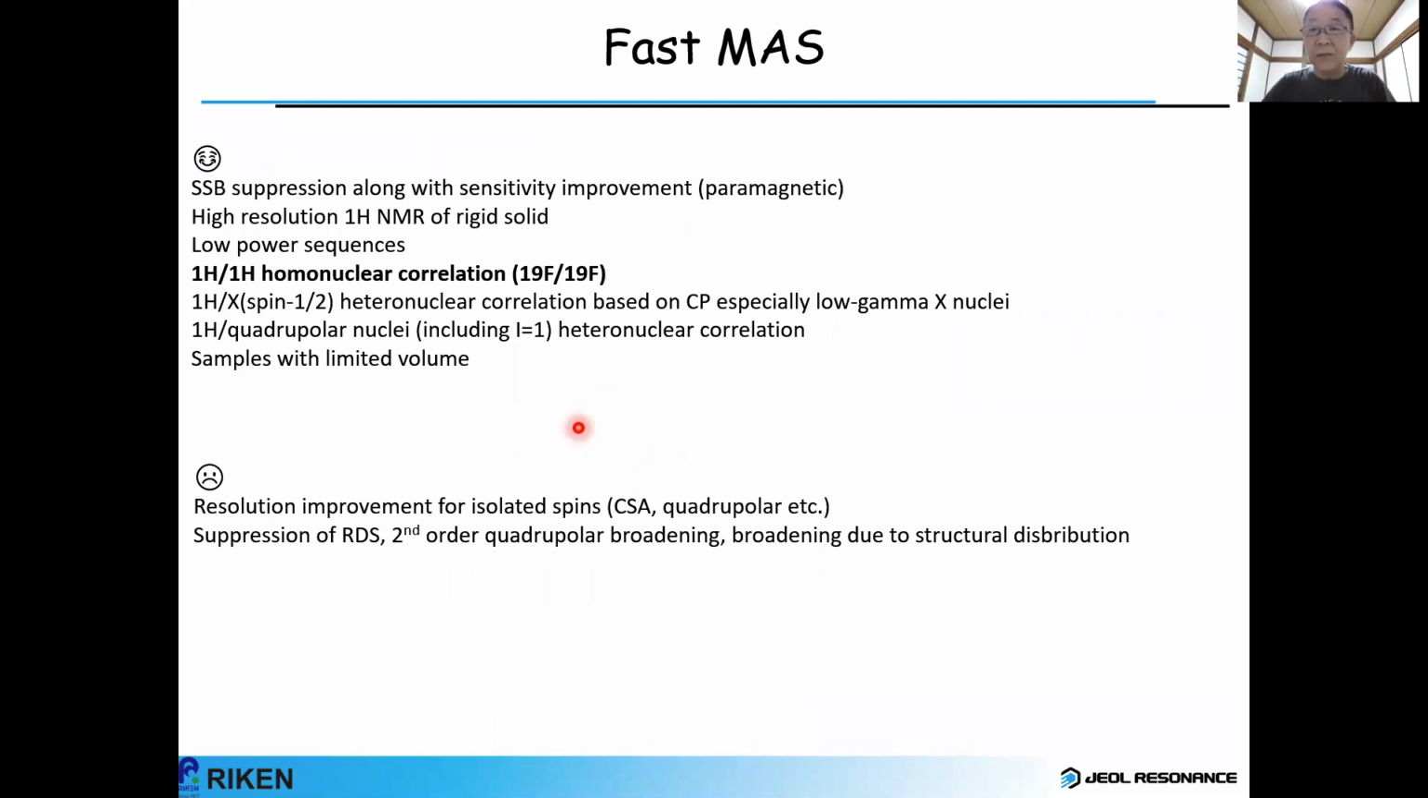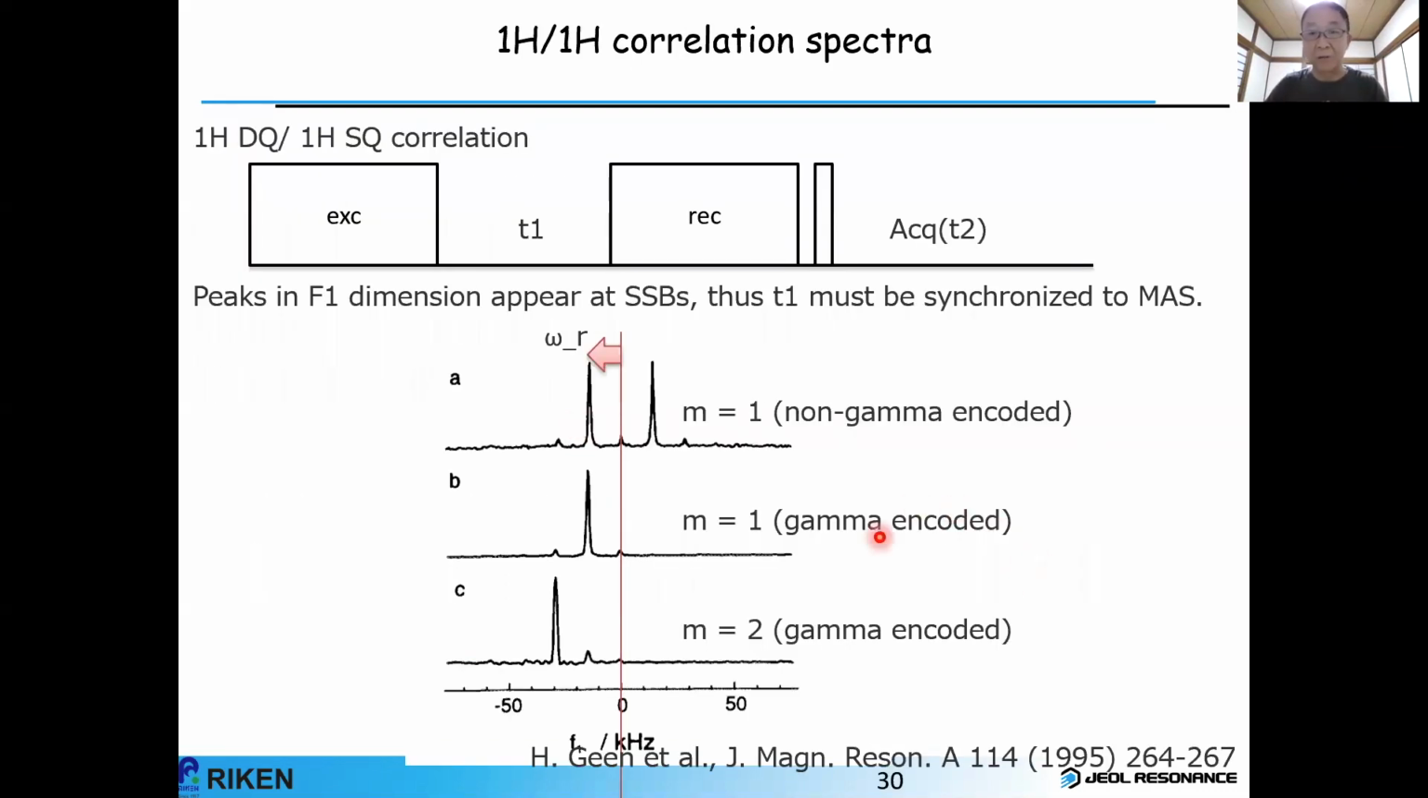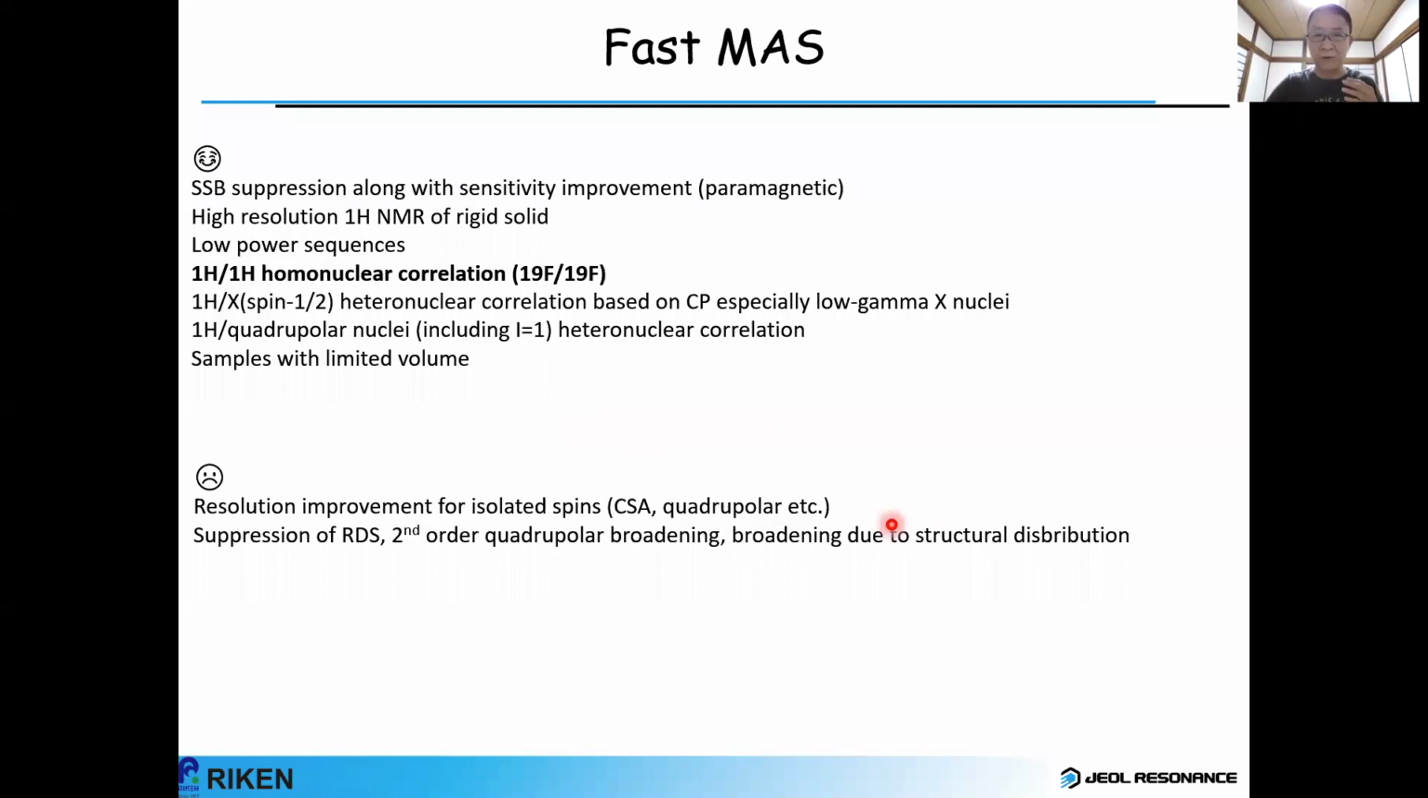Then, of course, this is quite useful not only for proton, but also for fluorine experiments. In the case of fluorine experiments, the spectral range of the indirect dimension is quite important. So rotor synchronization or maybe a gamma encoded sequence is quite useful. We have to think about these aspects.